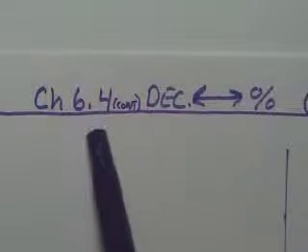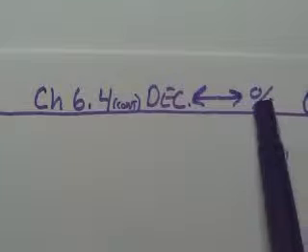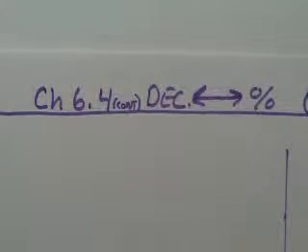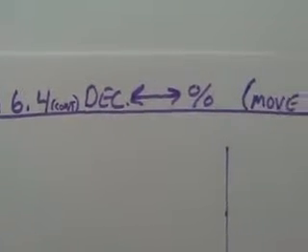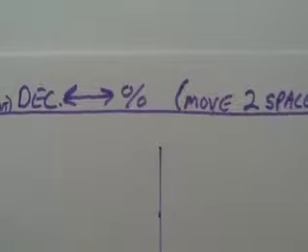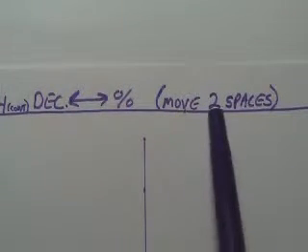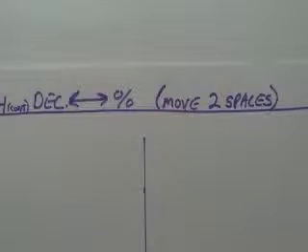We're going to continue with chapter 6.4. This time we're going to convert decimal into percent and then percent into decimal. And really all this entails is moving the decimal 2 spaces. All we're going to be doing is moving the decimal 2 spaces. You just have to know which direction to move it.